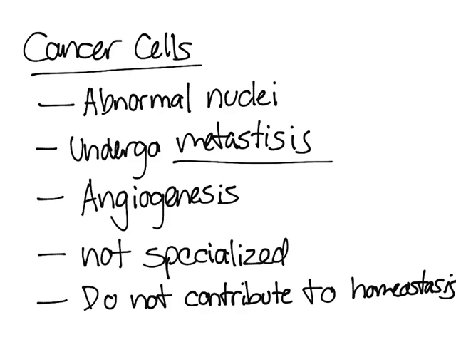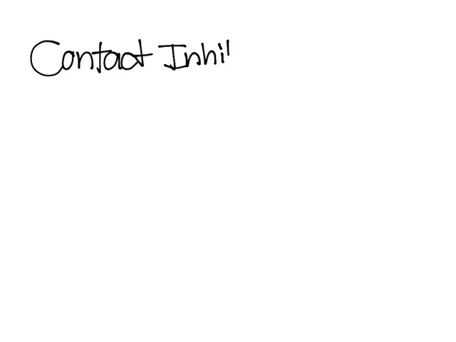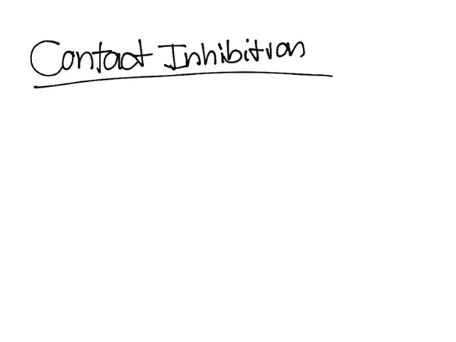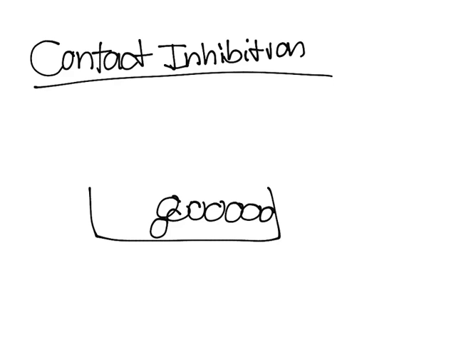And one really unique thing about cancer cells is that they lost contact inhibition. So let's talk about that. Contact inhibition. Let's say there are some cells here just multiplying in a dish, undergoing mitosis.